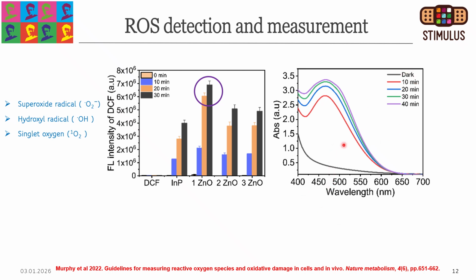And here we can see that in the dark, when there is no light, there is no ROS generation, so there is no absorbance at 470 nanometers. And when we irradiate it with light, there is a generation of superoxide radicals, and these superoxide radicals react with the XTT and generate XTT formazan, which absorbs at 470 nanometers. Here we can see that XTT formazan generation increases with time. It means that we are generating superoxide radicals.